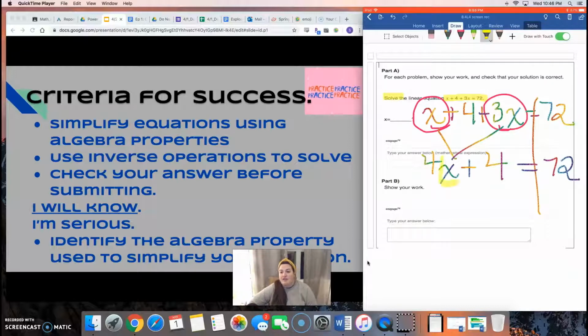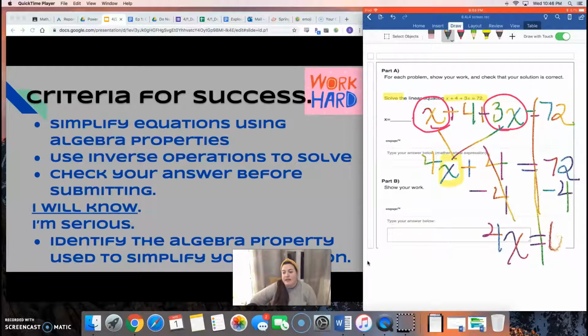Now, I also like to use the strategy where I outline the x so I can figure out what I need to isolate, what's still bothering it. So after I do that, you realize, oh, we have a plus 4, so we have to subtract 4 on both sides. And then we get 4x on the left, equaling 68 on the right. Once again, let's circle that x or highlight that x. What's still attached? Oh, we're multiplying by 4, so we're going to use inverse operations again, dividing by 4 on both sides, and we get x to equal 17.